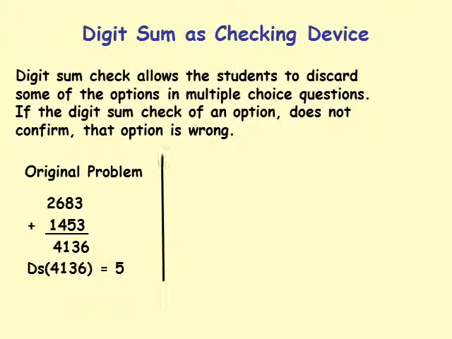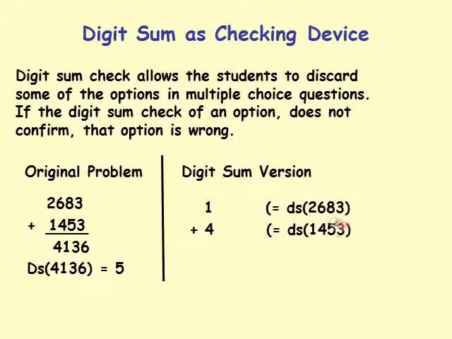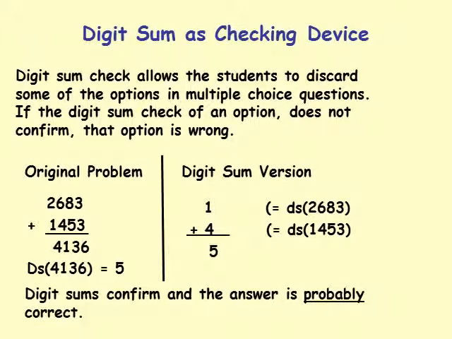Let's do a digit sum version of this. We take the digit sum of 2683, which is 1. Here again, 6 and 3 make 9, and we cast those out. 2 plus 8 is 10, and the digit sum of 10 is 1. Next, the digit sum of 1453 is 4. Now add these smaller numbers, 1 plus 4, and that's a 5. So this 5 and this 5 match, so the digit sum confirms. This answer is probably right.